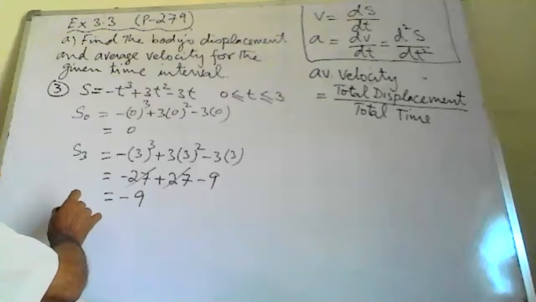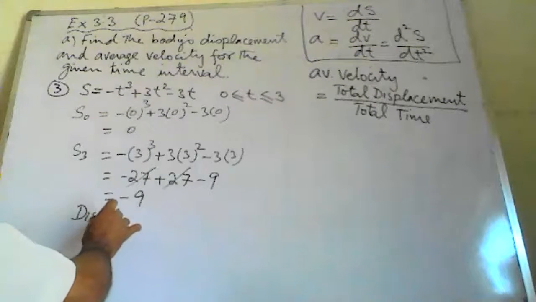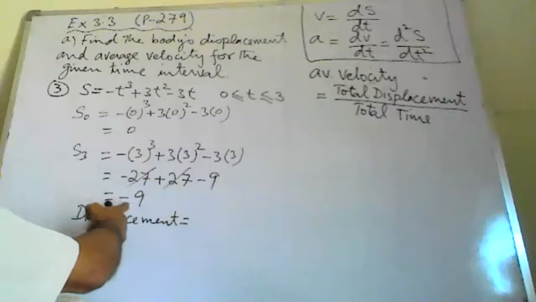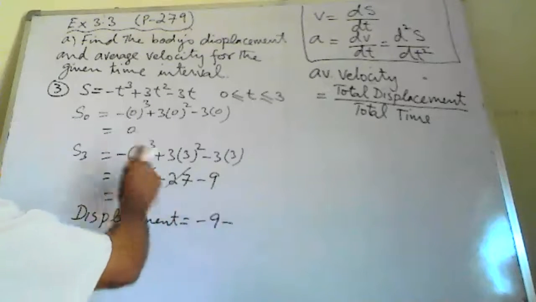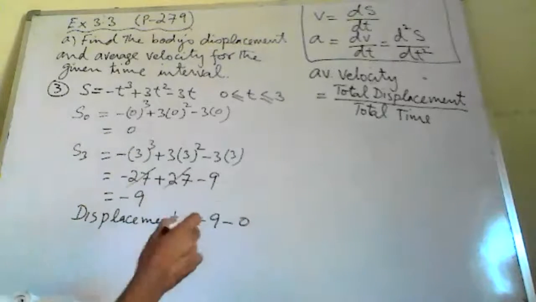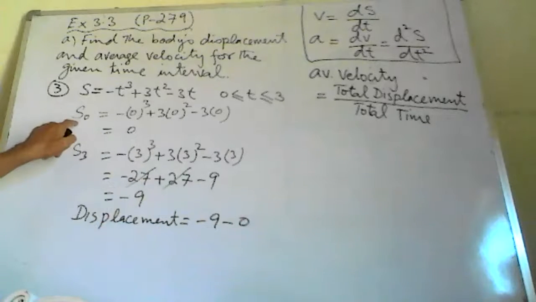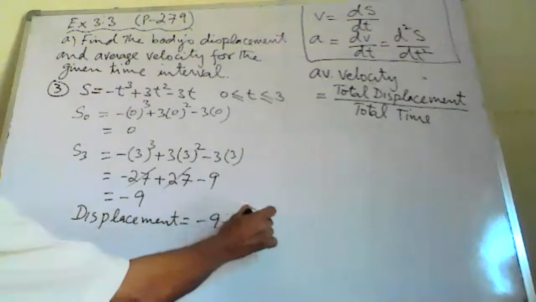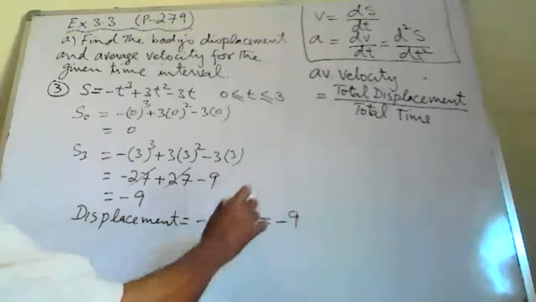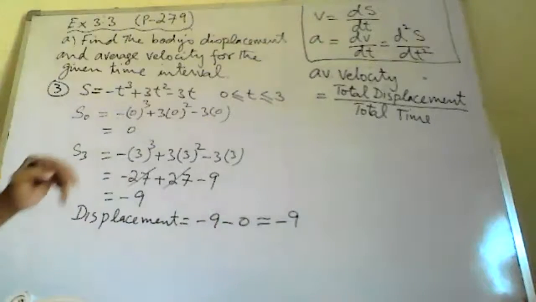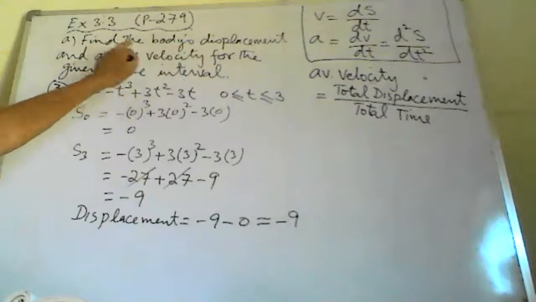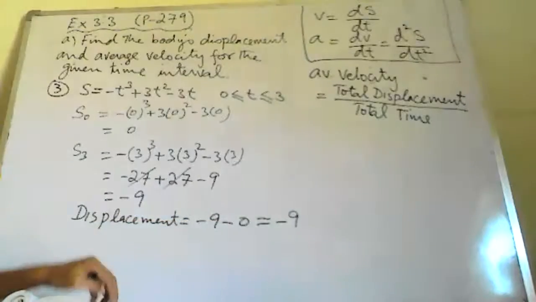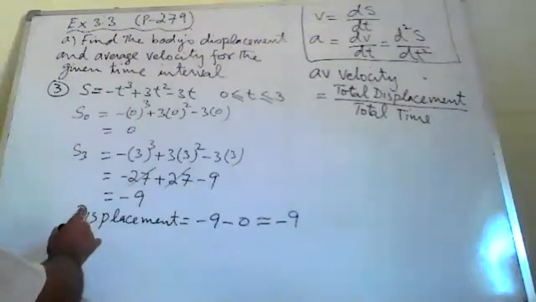Now the displacement, required displacement, final displacement minus the initial displacement. Final displacement is minus 9, initial displacement is 0. Minus 9 minus 0 will be equal to minus 9. This is the final displacement. Find the body's displacement. This is the displacement, body's displacement. Now, average velocity.